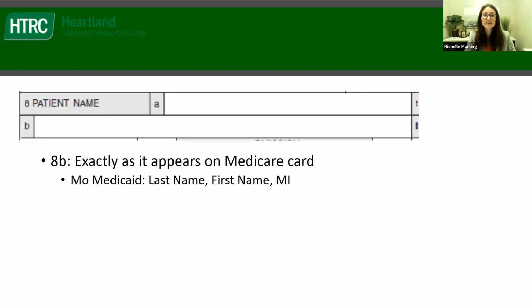Okay, so then the patient name field, of course, is the patient we're seeing, right? Medicare's instruction on the patient name is to enter it exactly the way it appears on the Medicare card. But then Missouri Medicaid says it has to be in last name, comma, first name, comma, middle initial format, which could be different. For example, if they don't have an initial on their Medicare card, that may be a difference between Medicare and Medicaid.